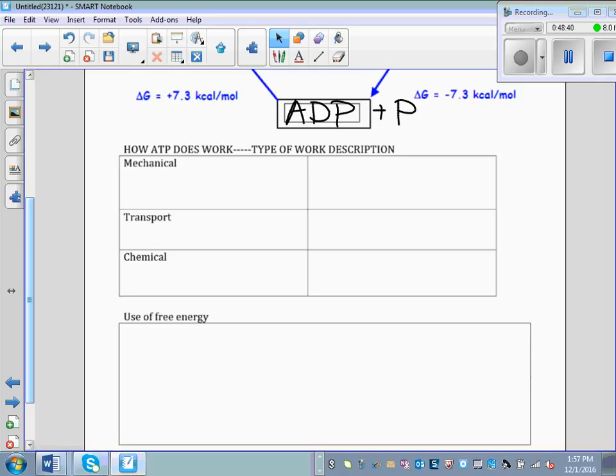Transport could be facilitated diffusion, could be active transport. What's the difference between facilitated diffusion and active transport? By the way, this is this unit, so you should know this. Active transport is going against the current. Facilitated diffusion is you going out the door right now. The pumps are all transport, sodium-potassium pumps. Chemical is going to be the endergonic reaction, the polymerization, protein synthesis, DNA replication, those things.